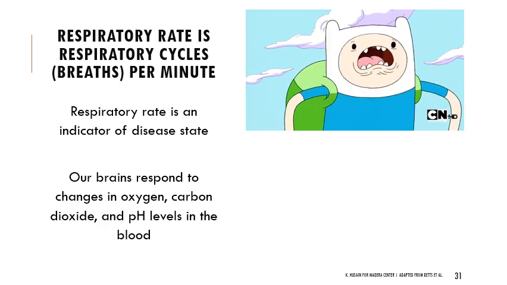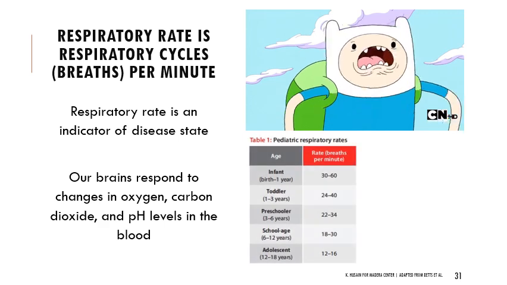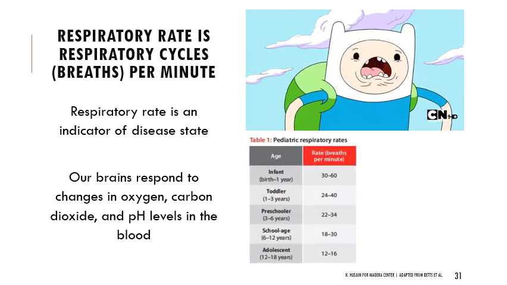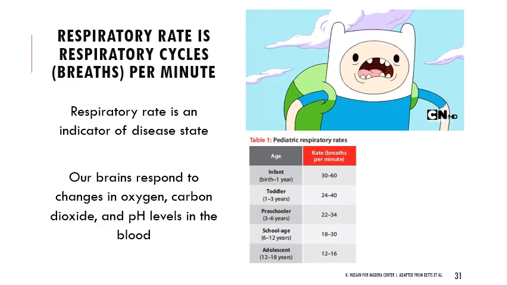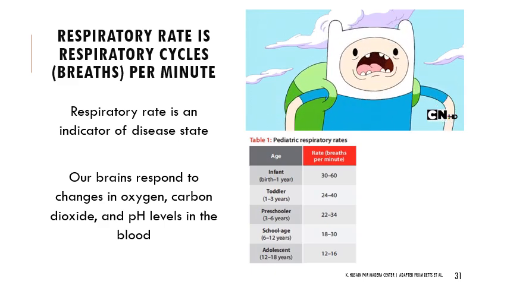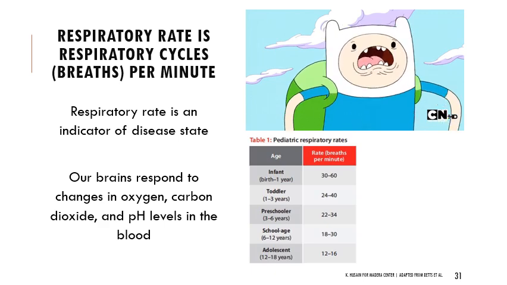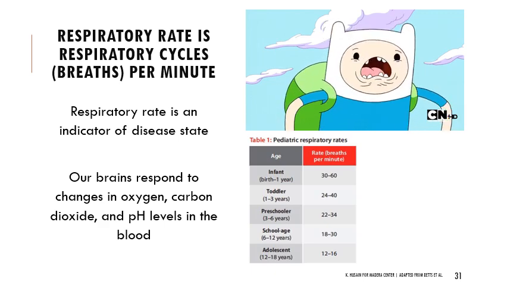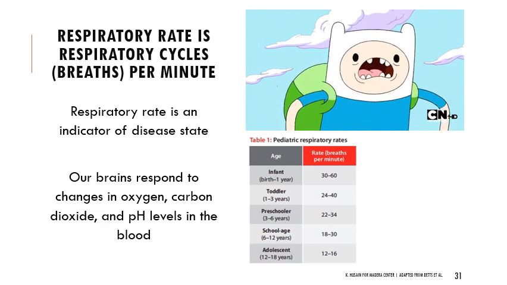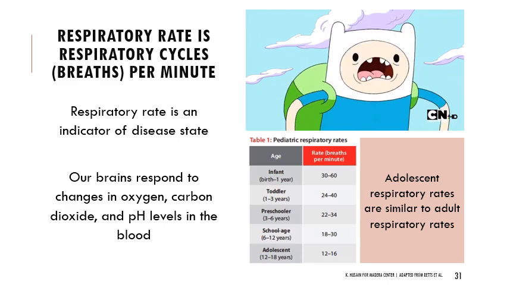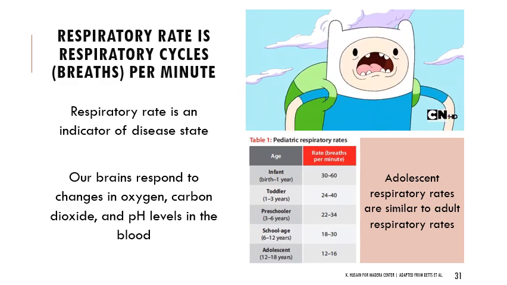Respiratory rate also changes as we age. So in an infant, the average respiratory rate is about 30 to 60 breaths per minute, so quite high, but then by the time an individual reaches adolescence, so ages 12 to 18, they usually decrease to about 12 to 16 breaths per minute at rest, which is fairly similar to what an adult respiratory rate is.